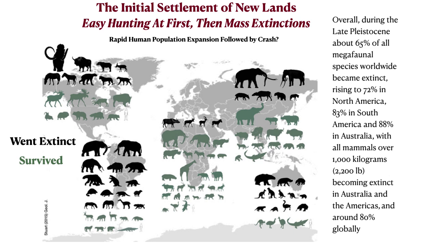So this graphic just shows animals that went extinct, and some of those that survived. Africa had by far the smallest number of extinctions at this time, although it did happen.